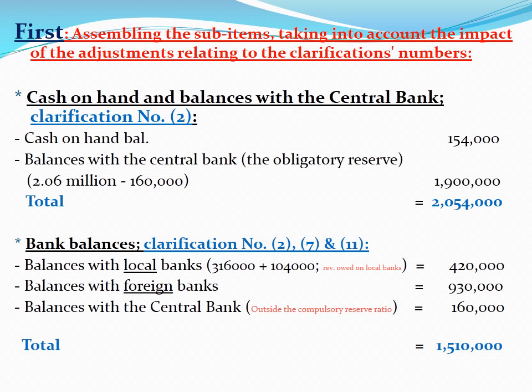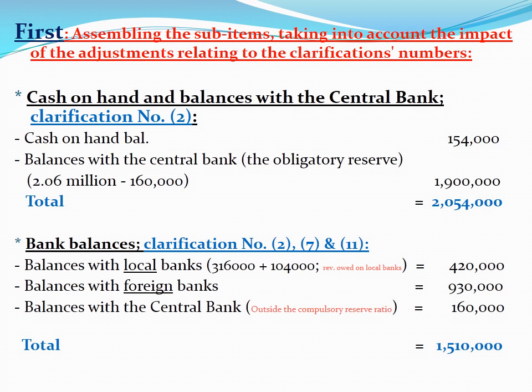Now you have to look with me in these slides. First, assembling the sub-items, taking into account the impact of the adjustments relating to the clarifications numbers. Consider that these slides, there are some mistakes in the book with you. We are correcting here. So you can correct your book according to the items written here. I think all the correction is in the names of accounts, not in the values itself.